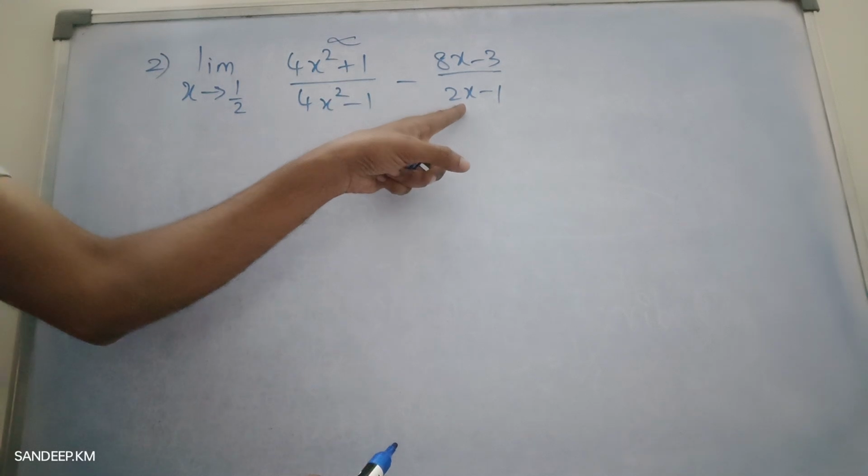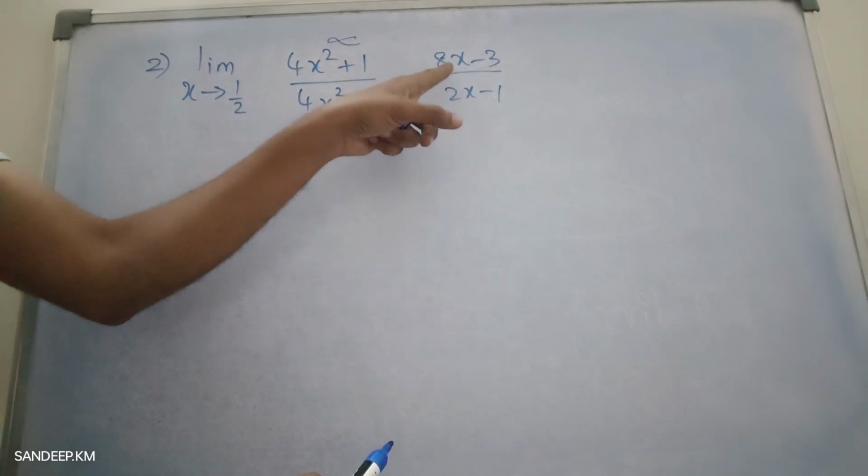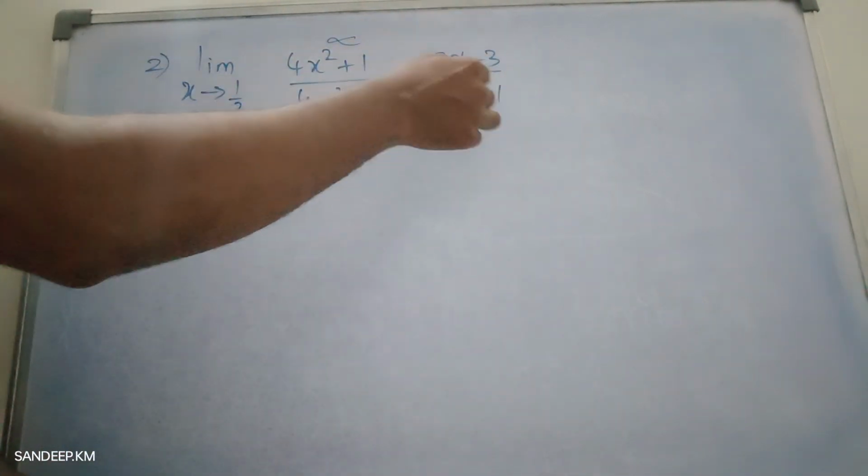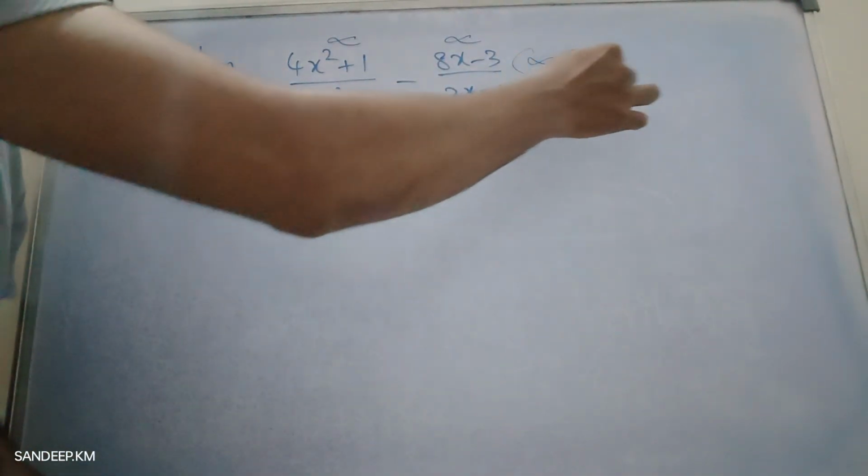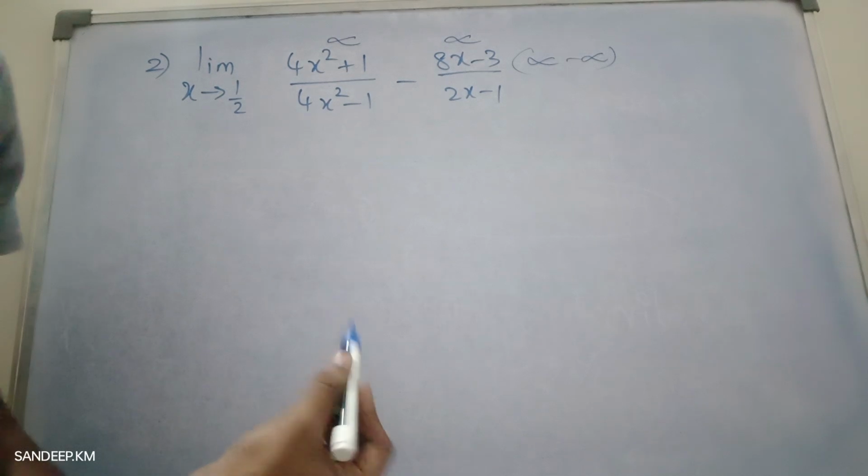And then here also again we will get 0 in the denominator. Particularly if I substitute x as 1 by 2, I will get 1 by 0, which is also of the form infinity. So the question is of the form infinity minus infinity. Now let us see how to solve this question.